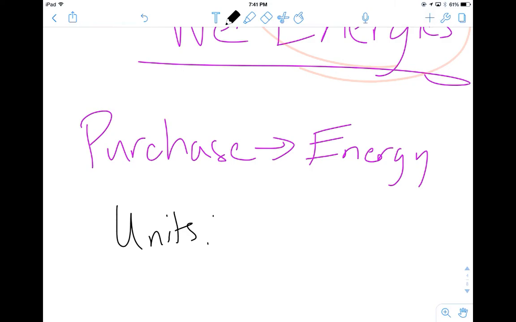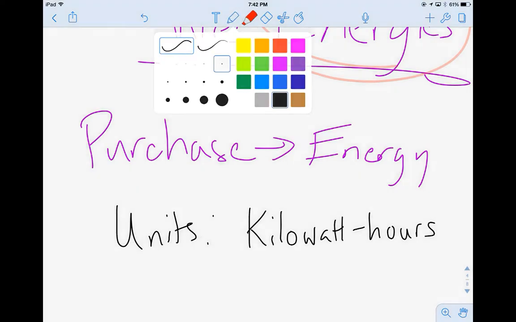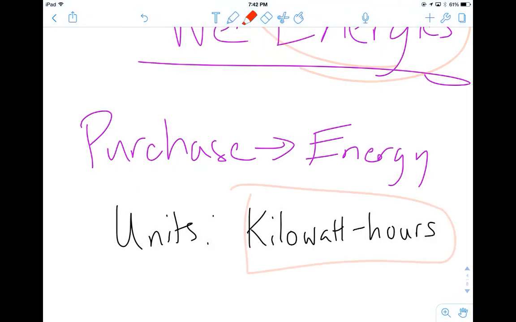It can come in the form of a wide variety of other units, but what we actually buy from We Energies are kilowatt hours. So not kilowatts per hour, but actually kilowatt hours. So we're going to want to look at what is a kilowatt hour, how can we calculate that amount, and then go from there.